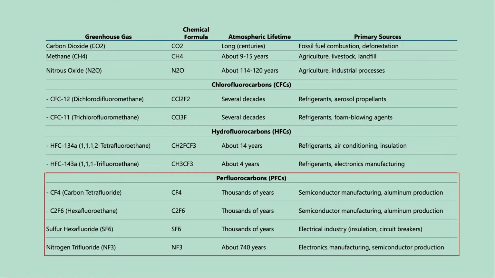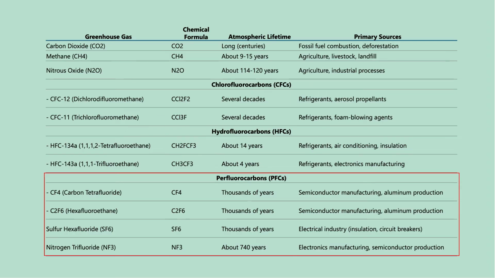Next, we talk about perfluorocarbons or PFCs. PFCs are synthetic compounds containing only carbon and fluorine atoms. Known for their exceptional chemical stability, they are employed in various industrial processes including semiconductor manufacturing, aluminum production, and magnesium production. PFCs are very potent greenhouse gases with an extremely long atmospheric lifespan estimated to be thousands of years.